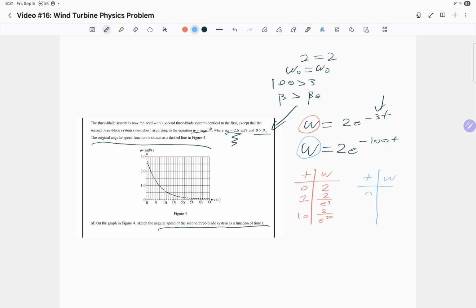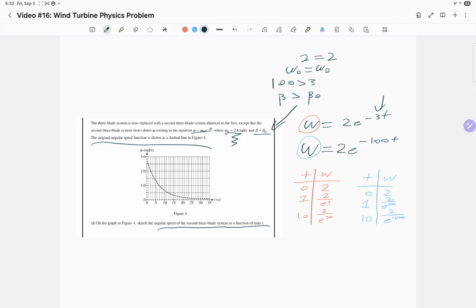If we plug in 0, still 2. Okay, we're starting out at the same place, right? But we plug in 1, it's 2 over e to the 100, which is a very, very small number because e to the 100 is a huge number, right? And we plug in 10, well, that's really small now, right? 2 over e to the 1,000 might as well be 0, right? We're getting very, very close to 0, so we're slowing down much, much quicker, right? So our angular velocity decreases much faster with this new equation here.